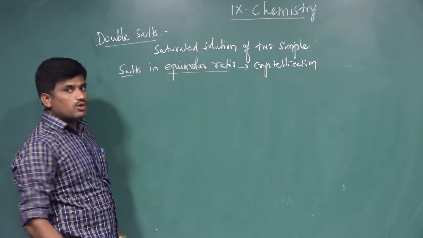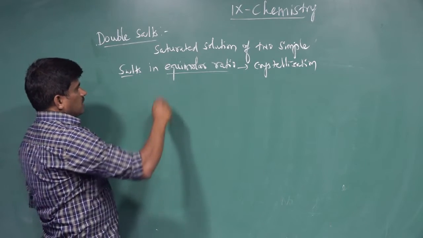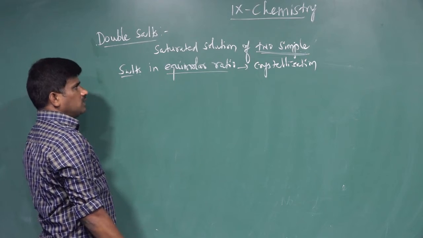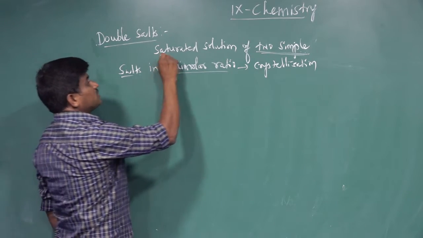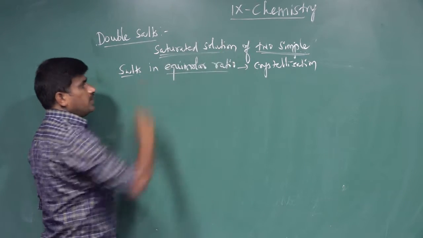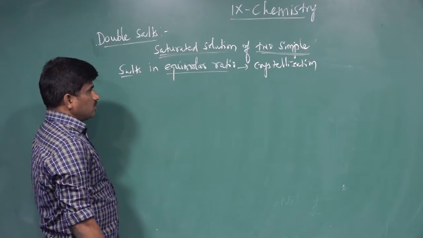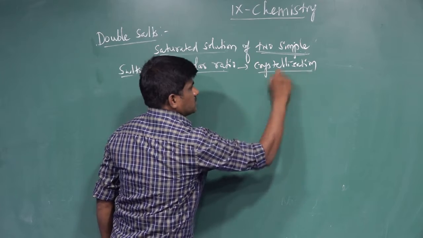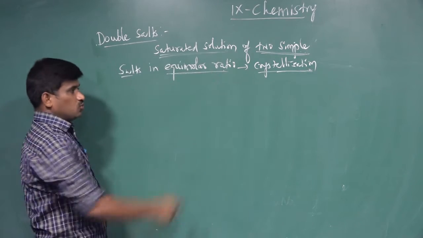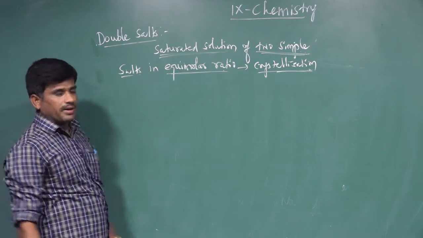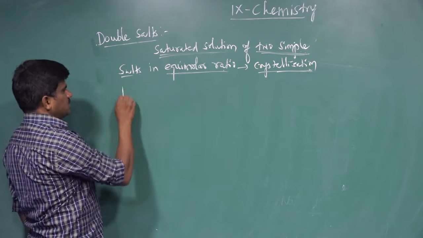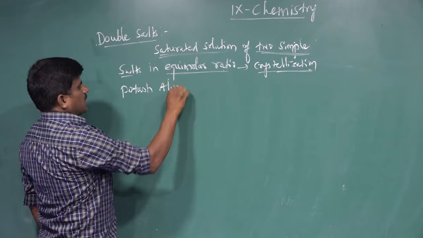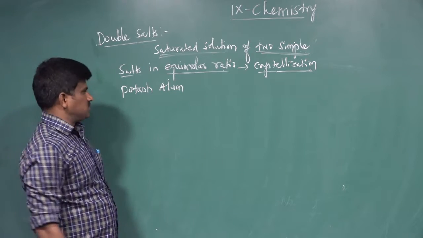The only thing you want to understand is that the two simple salts are combined as saturated solutions, that should be in an equimolar ratio, followed by crystallization. That process is called crystallization, and through that the double salt is formed. The best example for a double salt is potash alum.